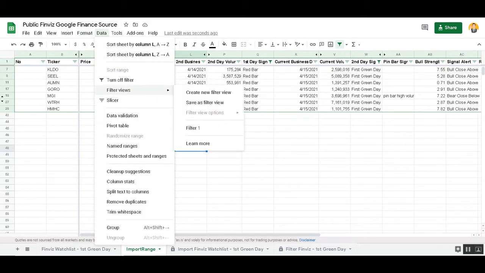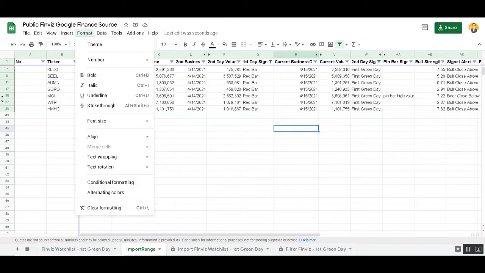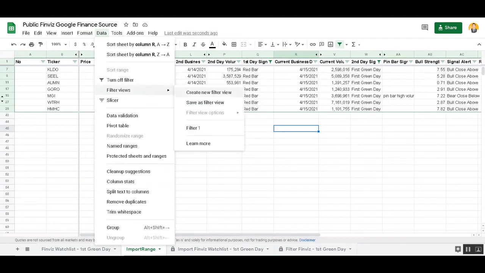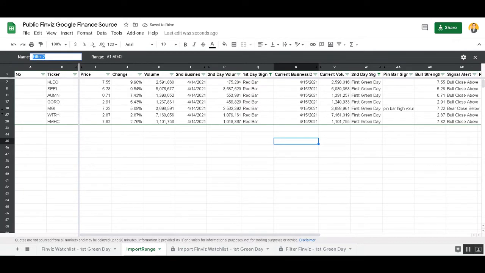Now we go to filter views, and because in this filter I'm looking at bull strength, it doesn't tell me whether the market is in a channel or in a bear market, but it does show me tickers that were in a bull strength yesterday. So I want to save this. I'll go to filter view, save as filter view, and I will change the name to breakout. This is what I'm looking for.